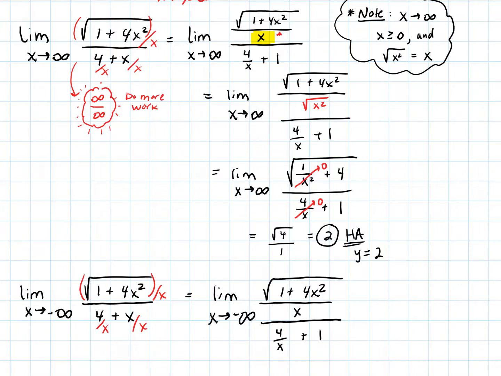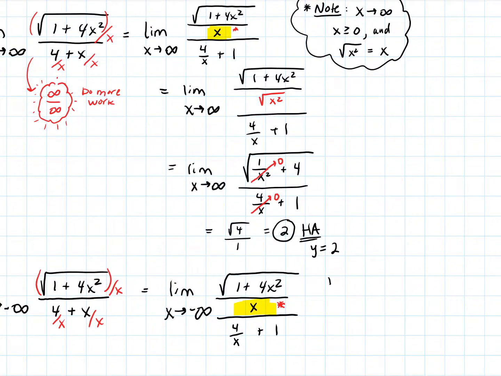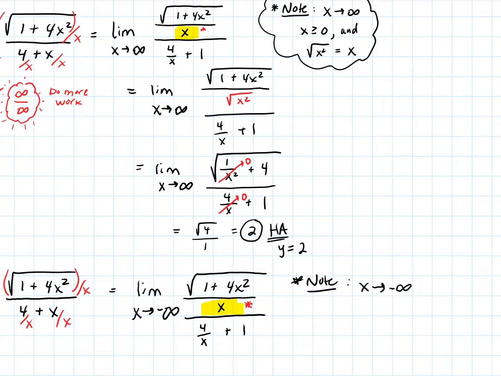So notice here, I want to do the same thing that I did up above. I want to be able to bring that x underneath the square root, but I can't put x under a square root without considering its sign. So, little star right there, and I'm going to make a similar note to what we have at the top of the screen. Note that x is this time decreasing without bound. It's going to negative infinity, which means that x is less than or equal to 0. x is negative in this case.